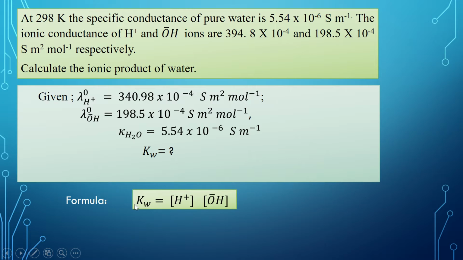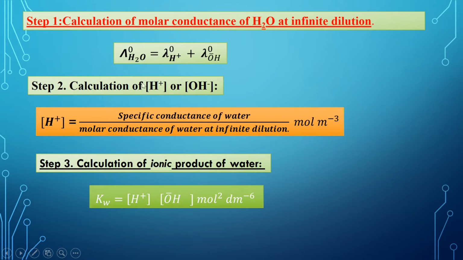So the ionic product of water can be mathematically expressed as the product of the concentration of the H plus or H3O plus ion and OH minus ion. So we need to find out the molar concentration of H plus ion and molar concentration of OH minus ion, and taking the product of these two gives you the ionic product of water. So how do you relate these data to calculate the molar concentration of H plus and OH minus? That we have to see now.